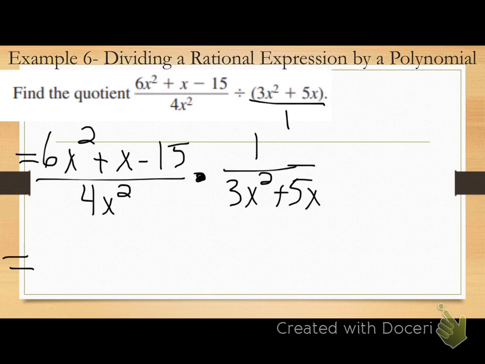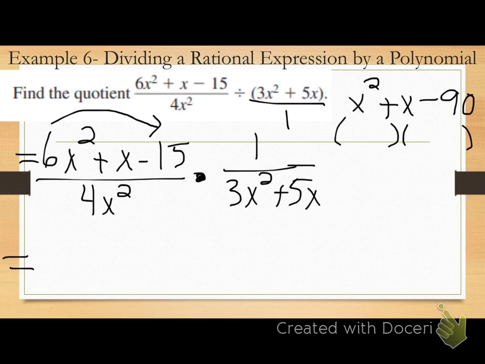Up top, 6x squared plus x minus 15. How am I going to have to factor that? Oh, slide to the right. Slide and divide. Slide the 6 over, multiply it by negative 15. What's 6 times negative 15? Negative 90. You okay with that?